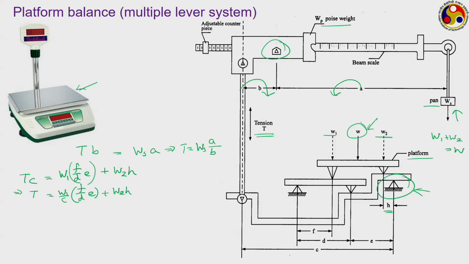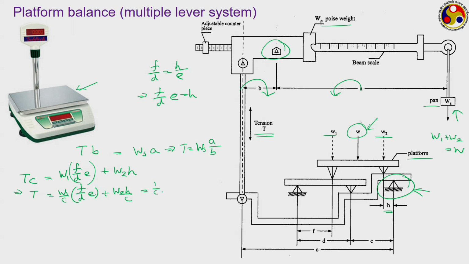Now, the values of all these lengths, that is F, D, E, C, etc., these are our choices. So, commonly we design these lever based systems or multiple lever systems such that we have F by D equal to H by E, or F by D into E is equal to H. So, if we put it back here, actually I missed an H here.